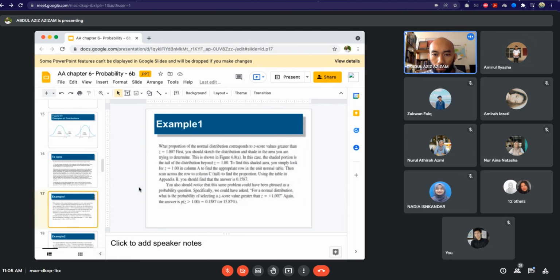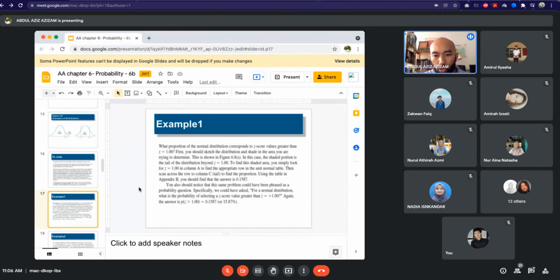Okay, so, example 1. What proportion of the normal distribution corresponds to z-score value greater than z equal to 1? First, you should sketch the distribution and shade in the area you are trying to determine. Okay, this is the step. Macam mana you nak determine the area. Okay, first you need to sketch dulu. And then after that, you should find which area that you really want to look at. You need to determine whether it is body ataupun tail.